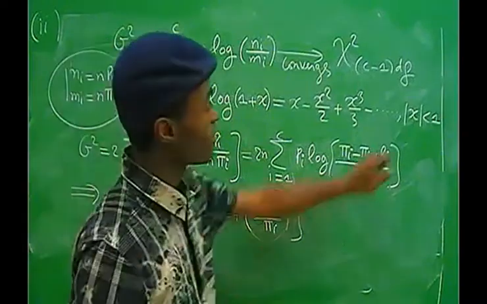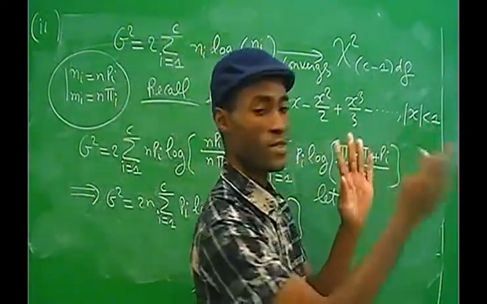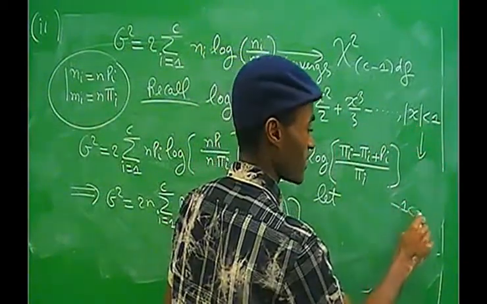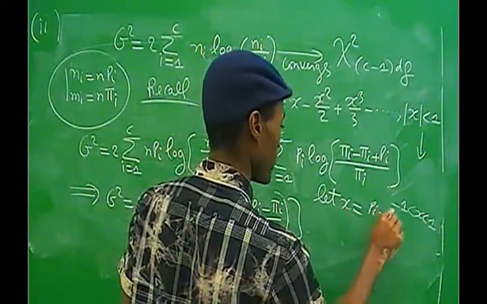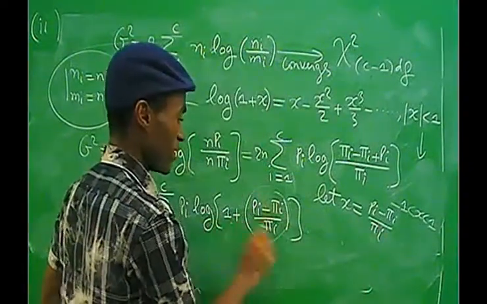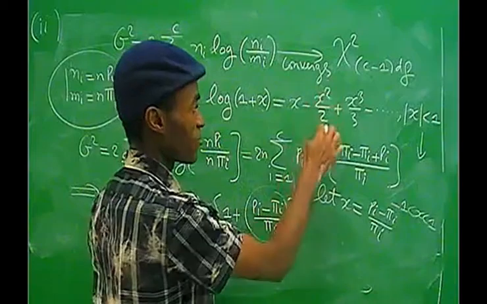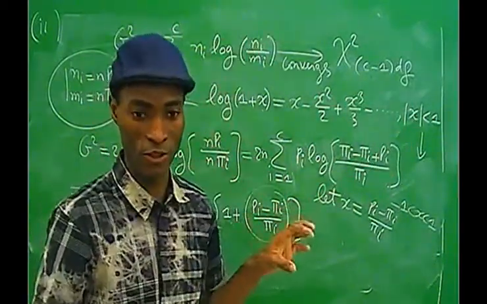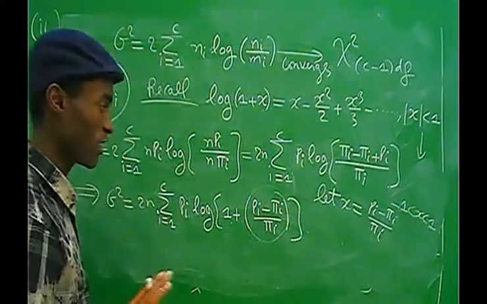Now look at the condition. The absolute value of x must be less than 1. It means x is between minus 1 and 1, the same as saying minus 1 less than x less than 1. So let x equal pi minus pi i over pi i. Log of 1 plus this equals x, this, minus this squared over 2, and we're going to neglect the other terms. It's an asymptotic convergence, so you don't have to take all the terms.